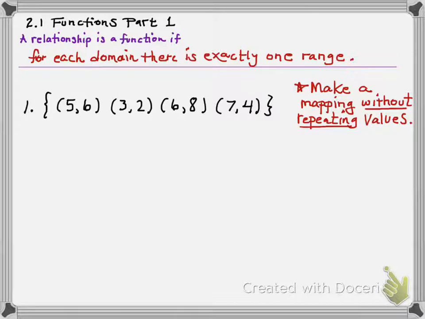So we're going to have our domain here on the left, and our ranges here on the right. And remember, the x values of these points, that's our domain. So be careful when we write these, we're not going to repeat the x values. I've got a 5 for an x value, a 3, a 6 and a 7, and they don't repeat anyway.